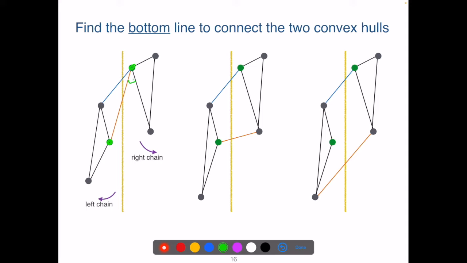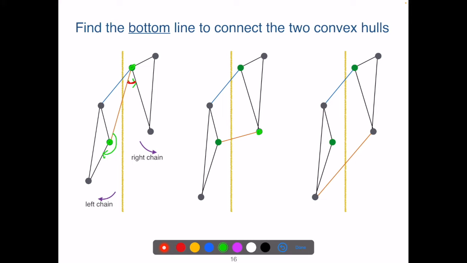We check this angle and this angle. So we have one bad angle here because it's less than 180 degrees. So we need to move this line. Again, because this is on the right side, we need to rotate this red line counterclockwise. So we will shift to the next point, the green point here.